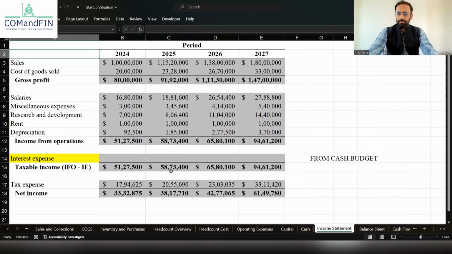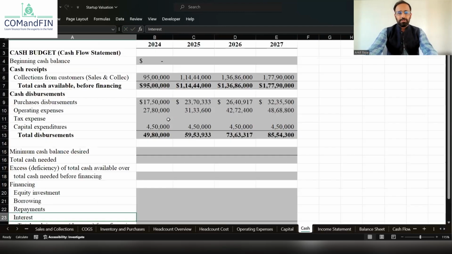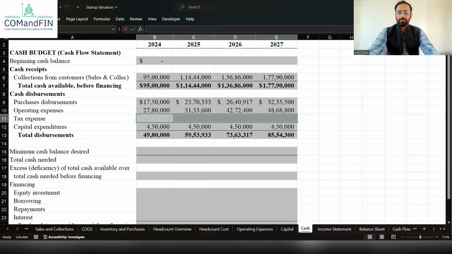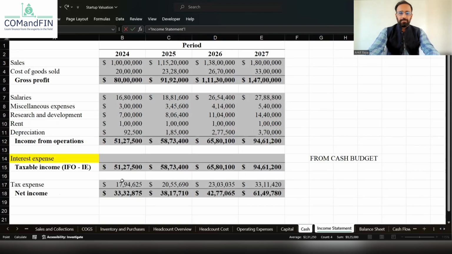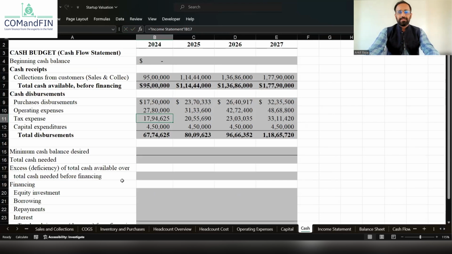Now, further, we will finish the cash budget here. So we know the tax expenditure amount, right? We know here the tax expenditure amount. So we can bring the tax expenditure amount from the P&L account. So here you can see this is the tax expense amount, which is 17 lakh 94,000, 20 lakh 55,690, and 23 lakh 3,000. Right? So here we got the total cash disbursement amount.